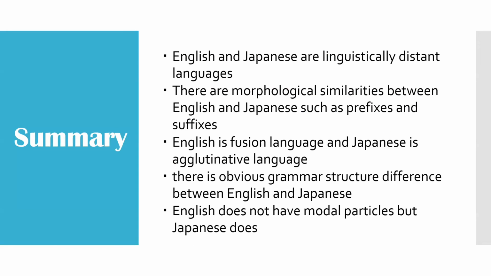Okay, let's finish up the activities. And here's a summary of this video. English and Japanese are linguistically distinct languages, and there are morphological similarities between English and Japanese, such as prefixes and suffixes. And English is a fusional language, and Japanese is an agglutinative language. And there's an obvious grammar structure difference between English and Japanese. And English does not have modal particles, but Japanese does. Learning Japanese might look difficult for English speakers. However, knowing these differences and similarities can make it easier to learn Japanese, I hope.